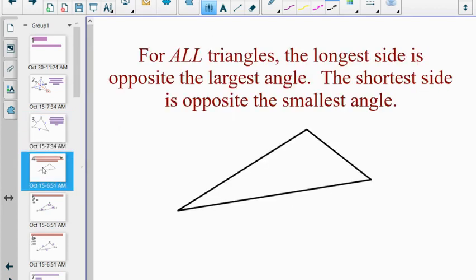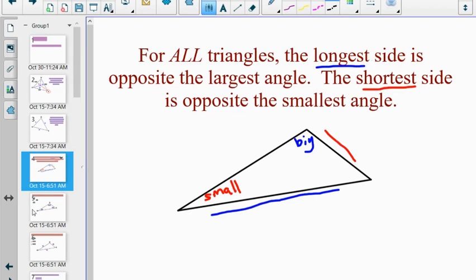All right, here it is. For all triangles, every single one of the triangles, the longest side is opposite the largest angle. The shortest side is opposite the smallest angle. I've got a big angle up here. That means my longest side is going to be the one that's opposite that. And then over here, I've got this nice small angle, an acute angle, which means the shortest side is going to be the one over on the opposite side. The shortest side opposite the smallest angle, the longest side opposite the biggest angle.